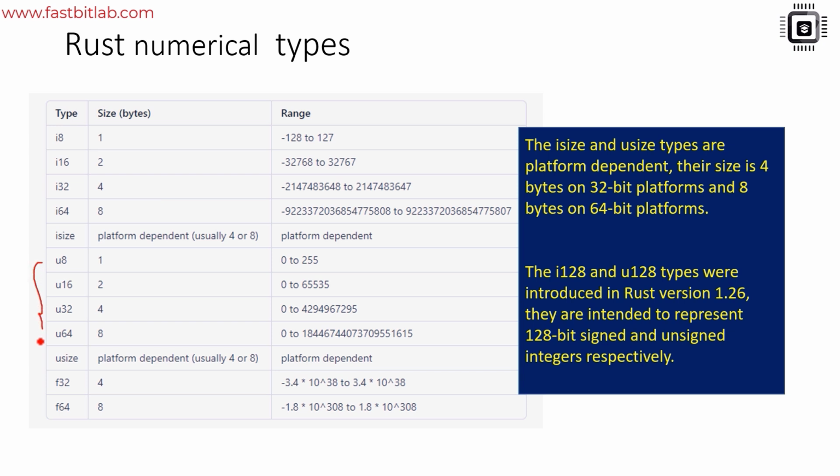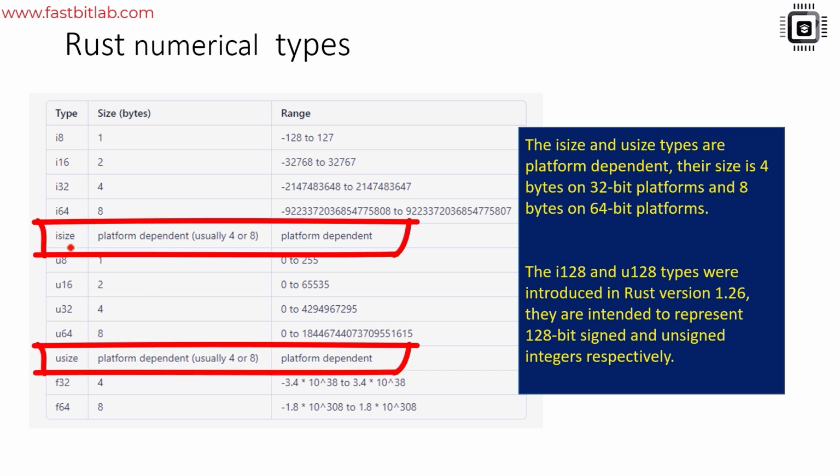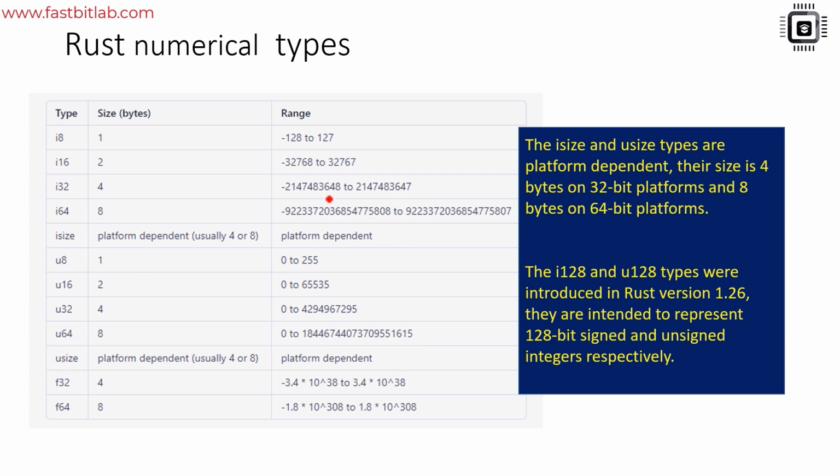And you have the unsigned counterparts of numerical data types like U8, U16, U32, U64, even you have U128. And there are platform or machine dependent data types like isize and usize. So these are platform dependent. Their size is 4 bytes if you are running the application on a 32-bit machine, or it could be 8 bytes on a 64-bit machine. But these are fixed width integer data types. No matter on which machine you execute your program, the size of I16 is always 2 bytes. And this is the range associated with that particular data type.